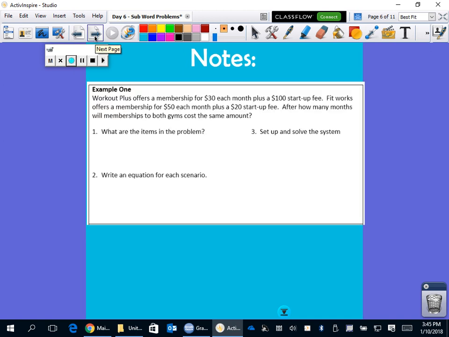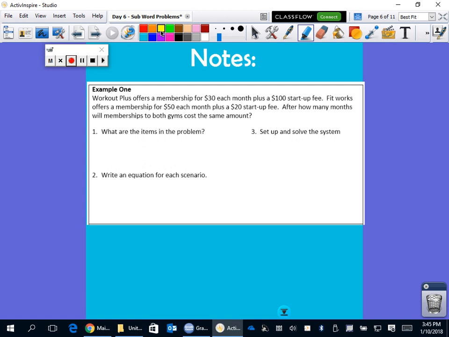So when I read these, I want to read it and then I want to highlight the important information. Okay? So Workout Plus offers a membership for $30 each month plus a $100 startup fee. FitWorks offers a membership for $50 each month plus a $20 startup fee. After how many months will memberships to both gyms cost the same amount? Okay. So my first three questions are the three steps that I just did. What are the two items? Write an equation, set it up, and solve.